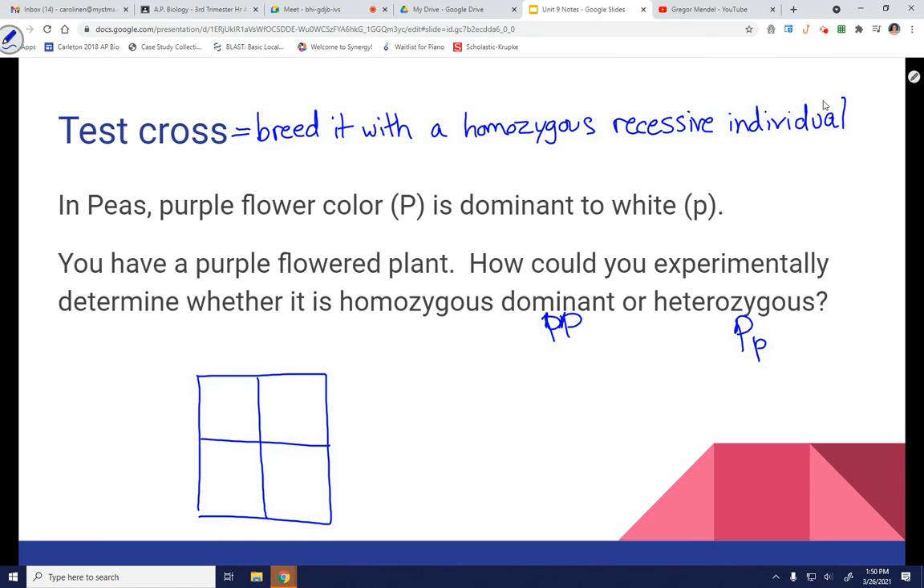If the purple plant was homozygous dominant, so these will be my capitals, and we cross it with a recessive plant, what color are all these offspring going to be? Purple. They are all going to get a dominant allele from this parent, so you will have all purple flowers. So if you do that cross and you get all purple flowers, it's not 100% conclusive, but it's pretty darn conclusive that that was probably a homozygous dominant plant.